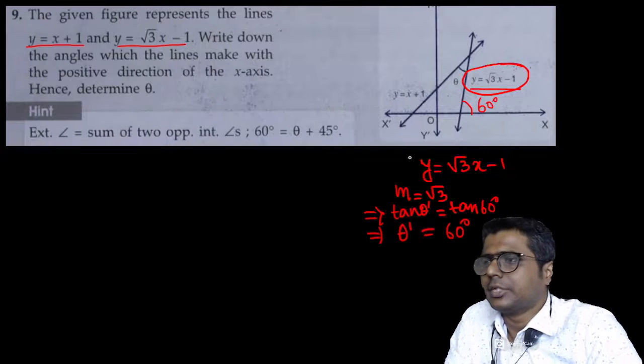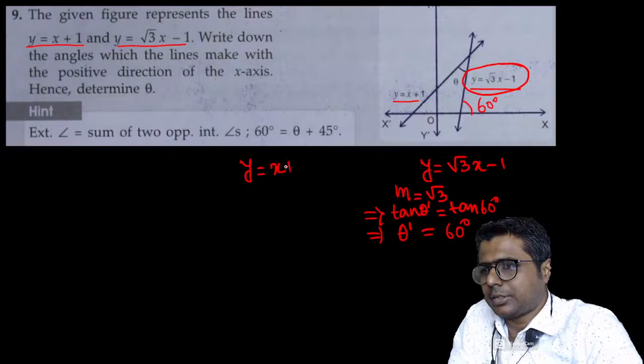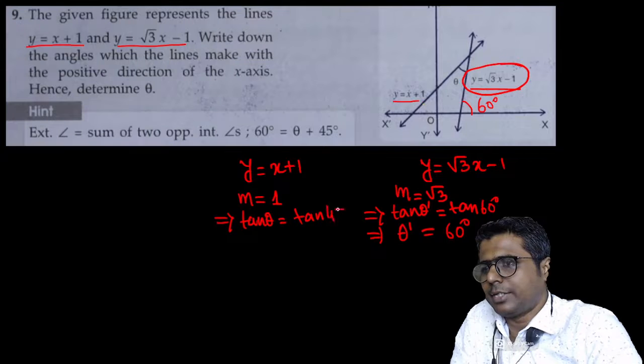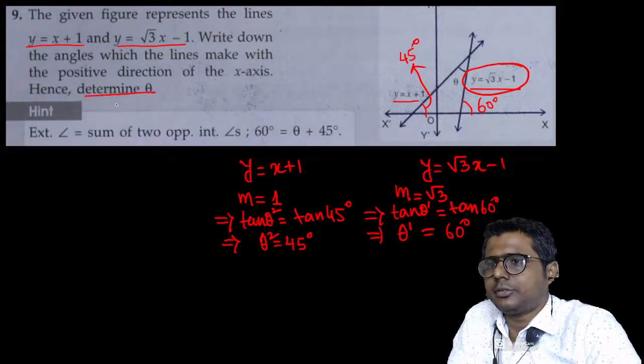Very good. Next is this one. So y is equal to x plus 1. Easily we can say m is equal to 1. That means tan theta is equal to 1, which is tan 45 degree. Theta is equal to 45 degree. Okay, so here I will make it theta 2. So this angle is 45 degree.